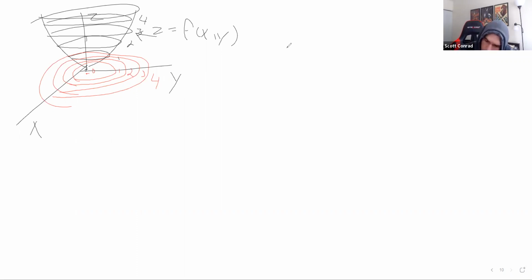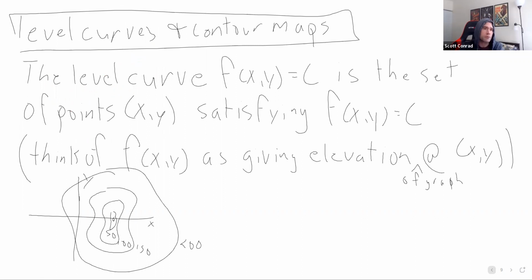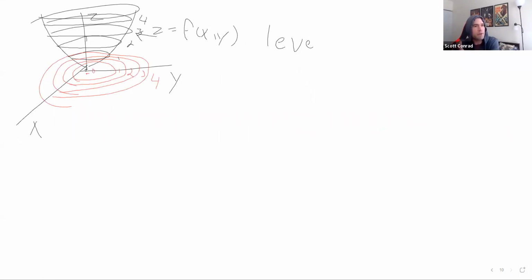Okay, so if you have a specific step between each value of c, so f of x, y equals 0, 1, 2, 3, 4. So if you step each level curve by 1, so 0, 1, 2, 3, 4. In this case, we stepped it by 50, 0, 50, 100, 150, 200, et cetera. But if you step it by the same amount, if your level curves are close together at a point, that means the graph of your function is steeper there.